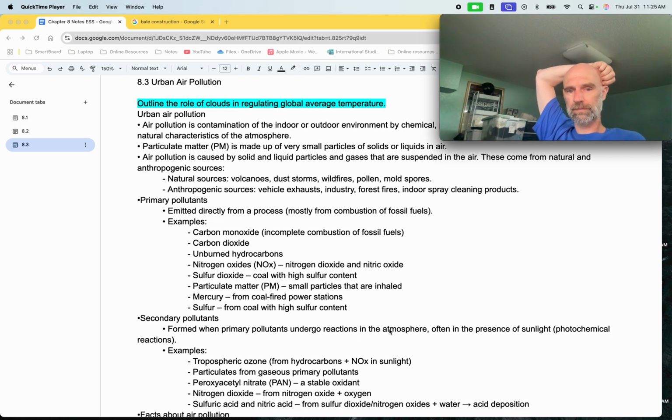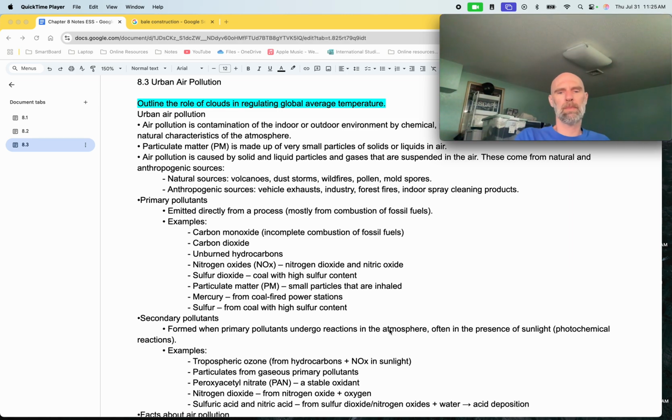So basically, the tropospheric ozone forms with those hydrocarbons, which are the primary pollutants, and the nitrous oxide, and how they react in sunlight. So keep in mind that's going to be more during the day than at night, because obviously sunlight. Particulates from gaseous primary pollutants. Peroxyacyl nitrate, let me see if I can pronounce that one better. Peroxyacyl nitrate, PAN, a stable oxidant.